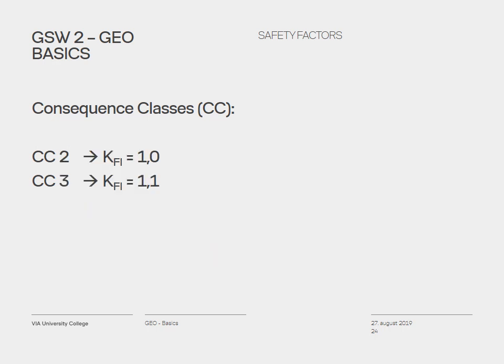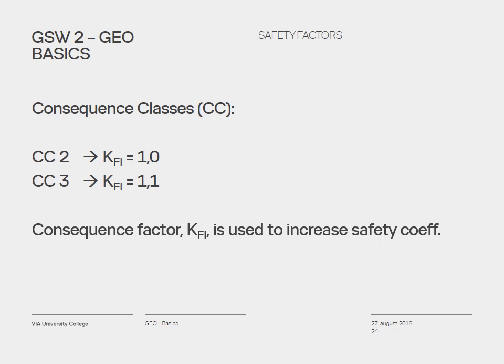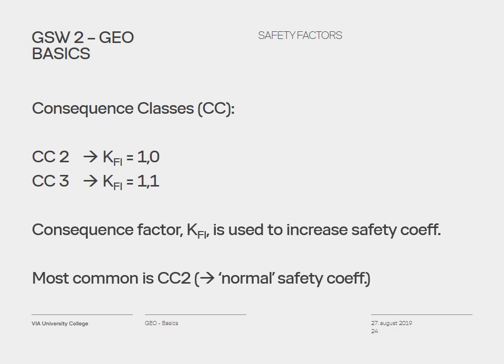The consequence classes 2 and 3 influence the KFI factor. KFI 1.0 for consequence class 2 is what we normally use. If consequence class 3 is used, we have in Denmark an increased safety factor by a factor 1.1. As I said, the most common in Denmark is CC2, leading to normal safety coefficients.